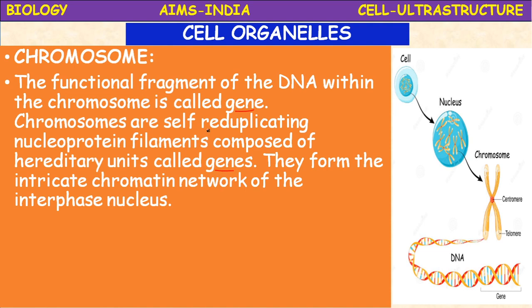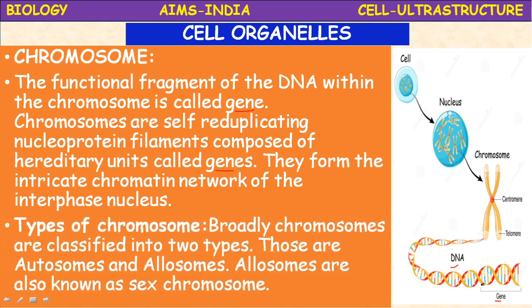So this is the cell. In the cell, there is the nucleus. In the nucleus, these chromosomes are formed at the time of cell division. We can see these chromosomes clearly. A chromosome consists of a centromere and telomeres, the arms, and on the chromosome DNA is present. This DNA is called the gene. It is the functional unit, the hereditary unit of chromosomes, called genes.